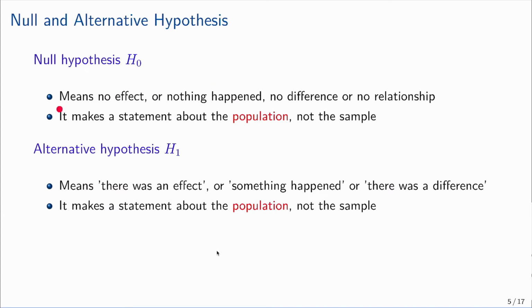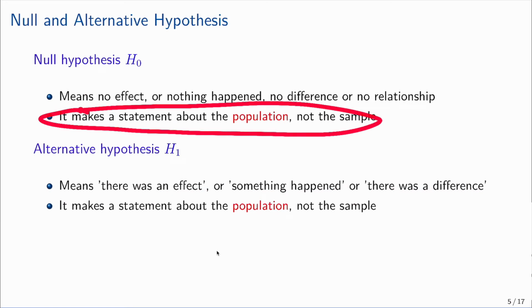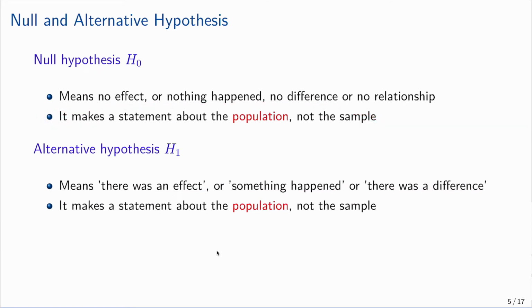The null hypothesis means no effect or nothing happens, and there is no difference or no relationship. As opposed to the null hypothesis, the alternative hypothesis means that there is an effect, or something happened, or there was a difference. In both cases, we are making a statement about the population, not the sample. The sample is giving us the information of the population, and we just want to know how certain we are of the result of that sample.